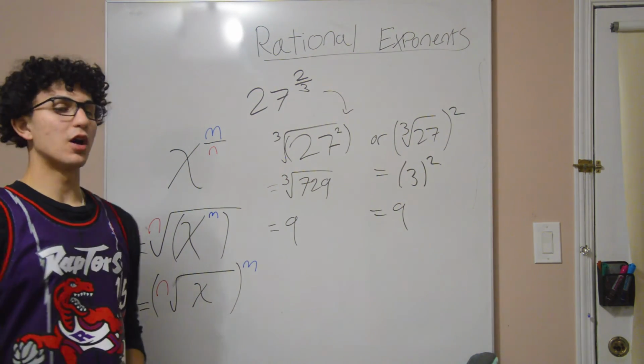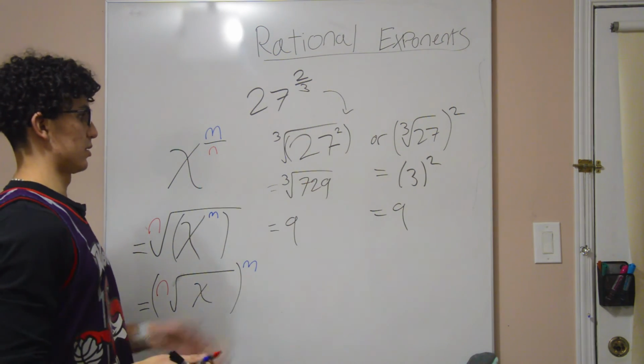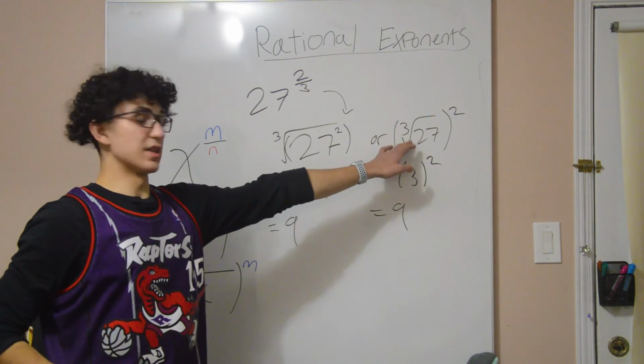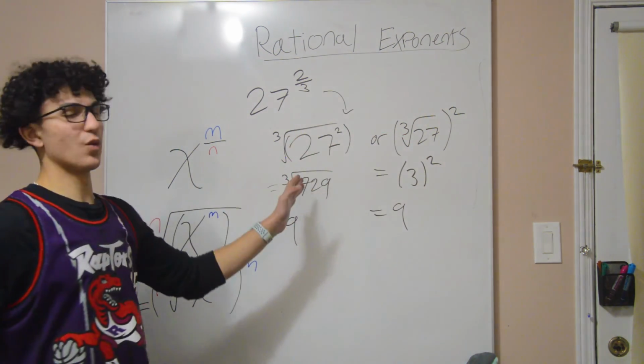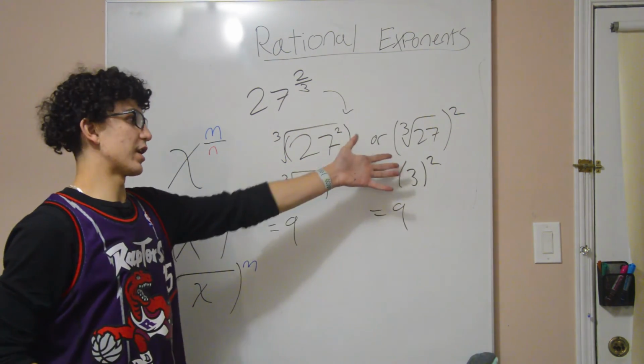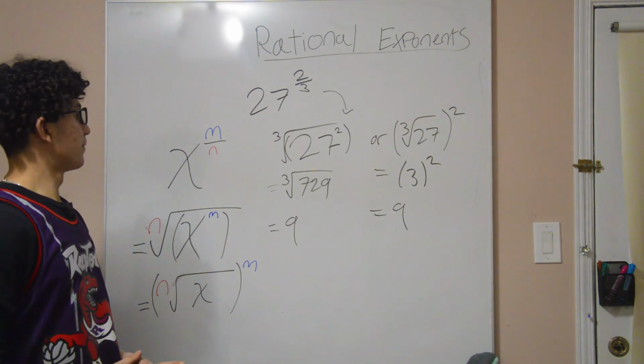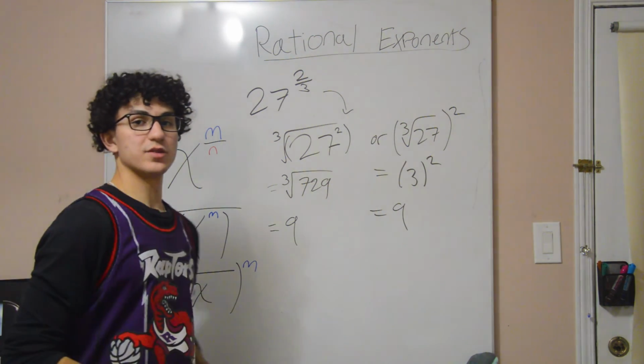And more often than not, there's one clear, easy way than another. In this case, I'm hoping you guys see that it's this one, because 27 squared we can't really do off the top of our head. However, this thing right here, we could do it all in our heads just like that. But yeah, that's basically rational exponents.